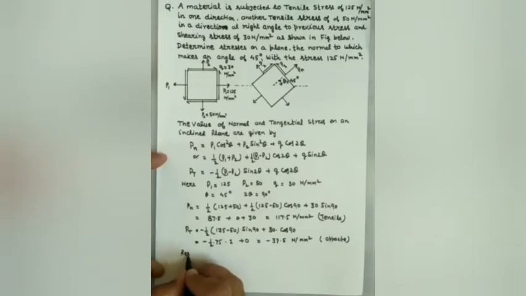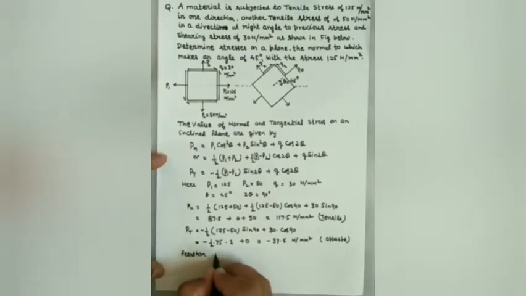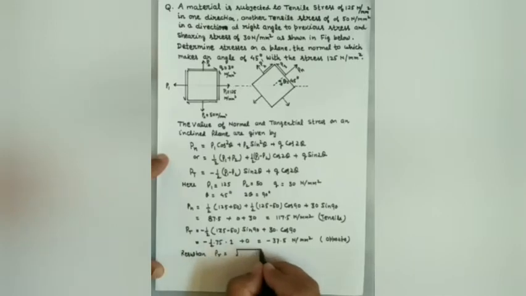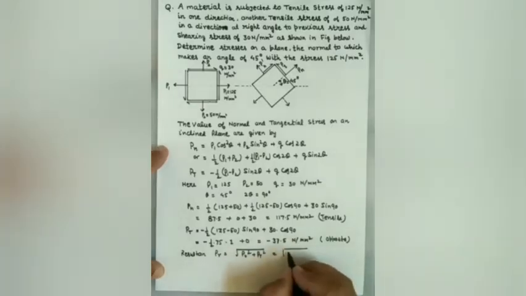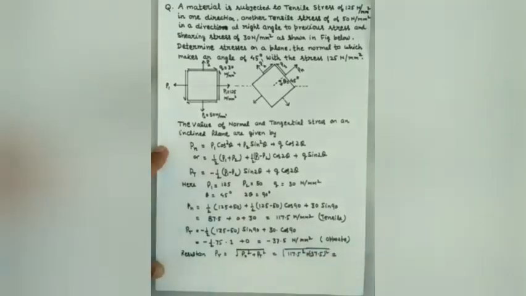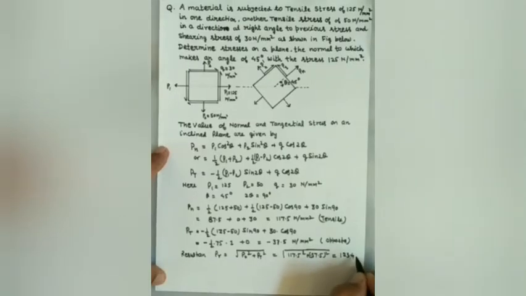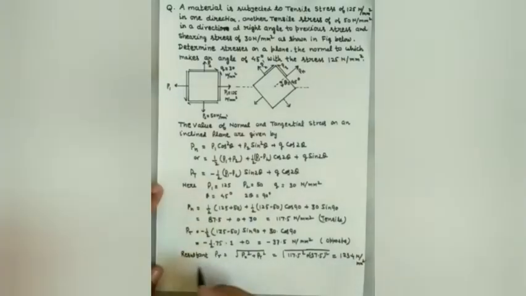Now the resultant of Pn and Pt, Pr, will be equal to root of Pn square plus Pt square, that gives root of 117.5 square plus minus 37.5 square. Solving this, we will get a value equal to 123.4 Newton per mm square. So the resultant stress of Pn and Pt is 123.4 Newton per mm square.